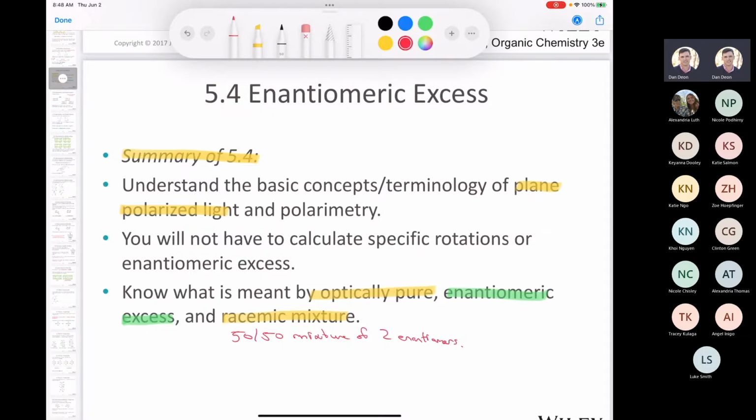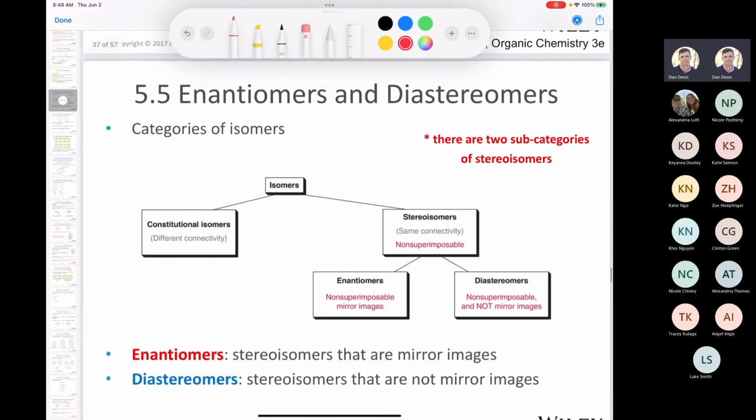Any questions about those concepts before we move on and get into what are called diastereomers? So something a little bit different. We're going to talk about diastereomers. No? Okay. Well, let's get into it here. First, let's go over this slide together. Then I'll give you a couple of examples, maybe using some models that I have here on my desk.